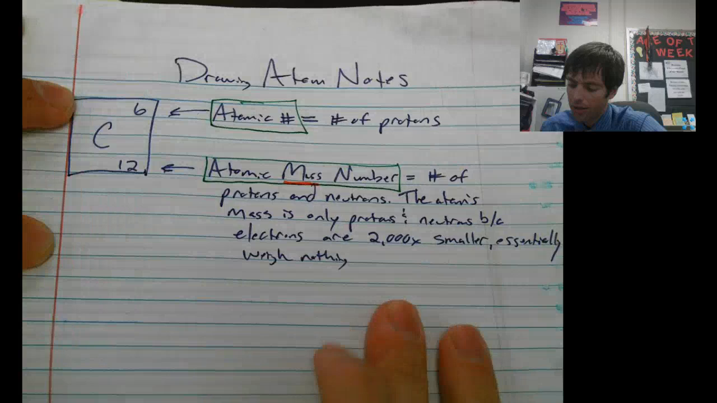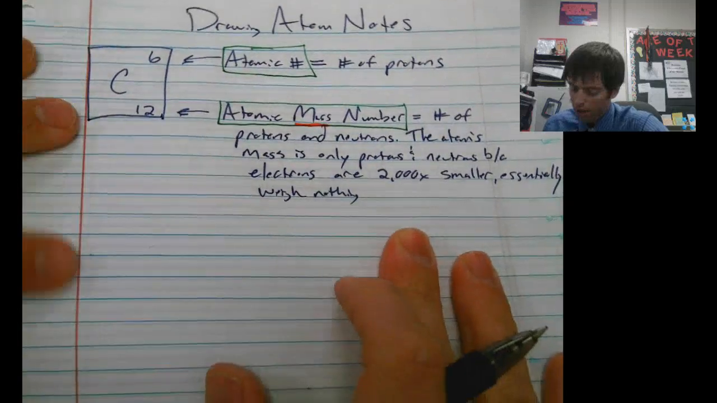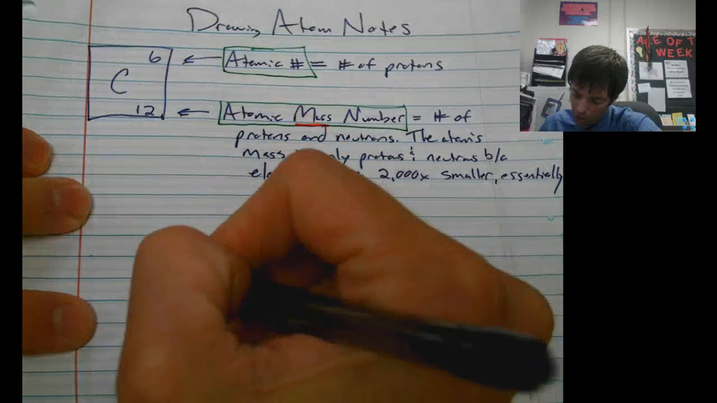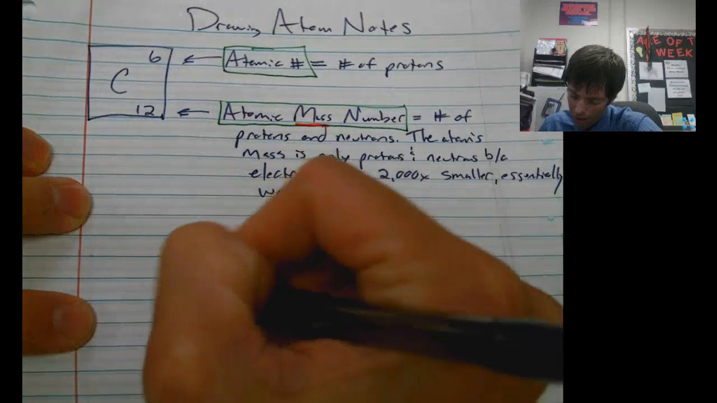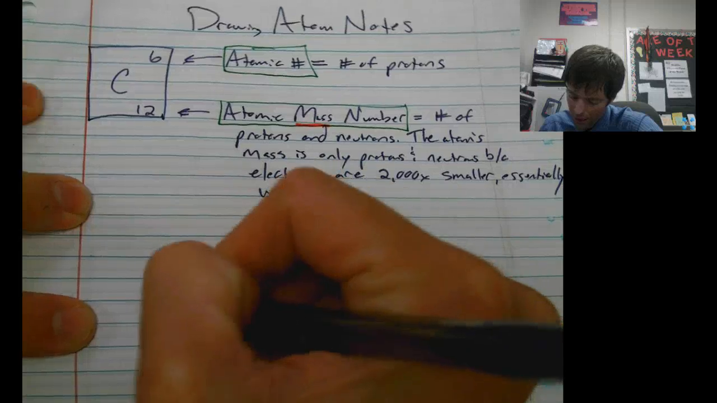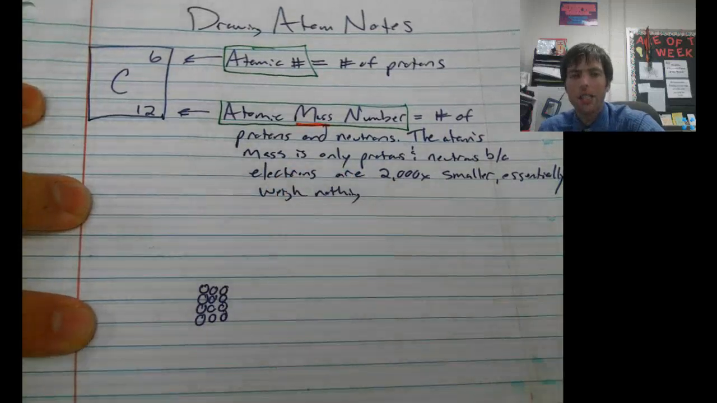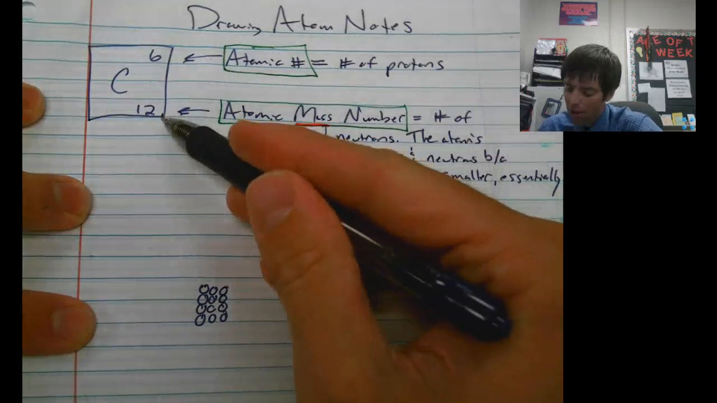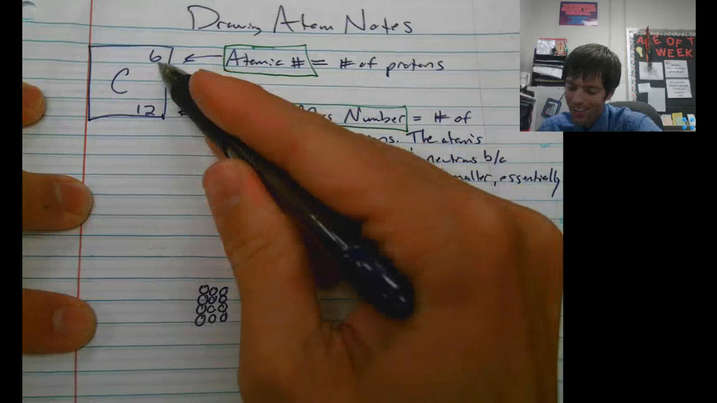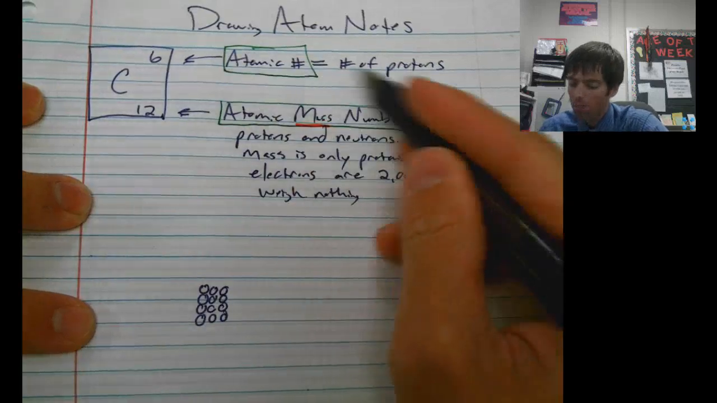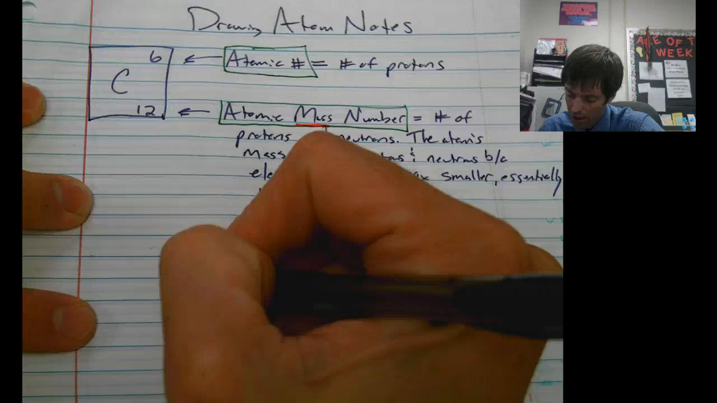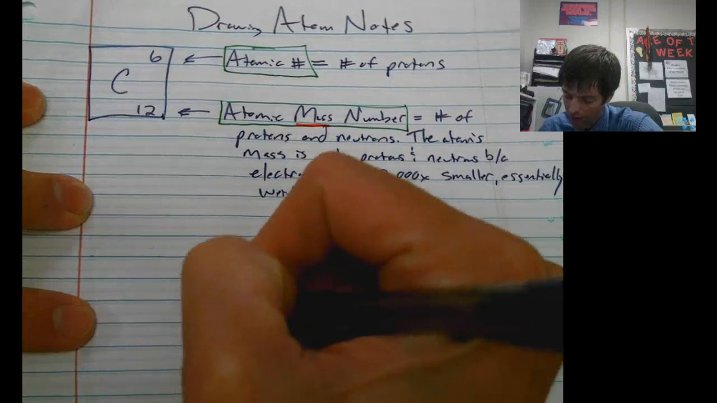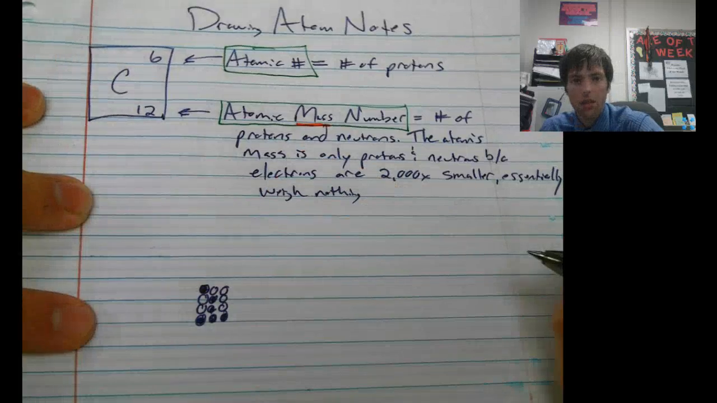So let's draw carbon. All right, to draw carbon, I'm going to start with this number 12, and I'm going to draw 12 particles for my nucleus. 1, 2, 3, 4, 5, 6, 7, 8, 9, 10, 11, 12. I know that's my nucleus because the only thing that weighs anything in my atom is my nucleus. Now, of those 12 particles, this number 6 tells me that 6 of them are protons. So I'm going to color in maybe 1, 2, 3, 4, 5, and 6. So 6 of those are protons.